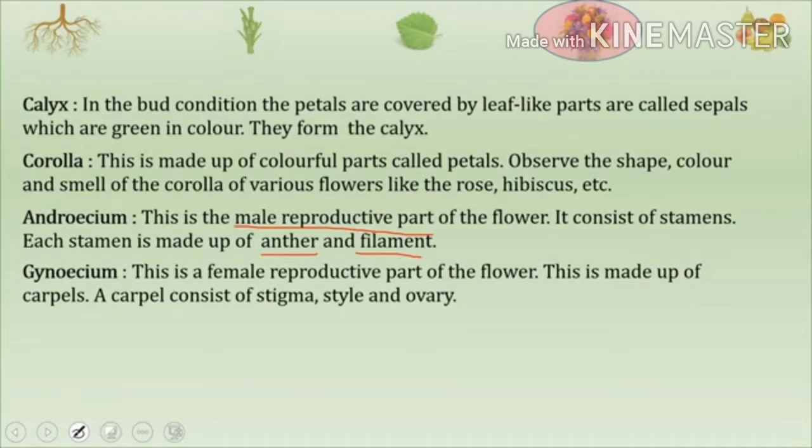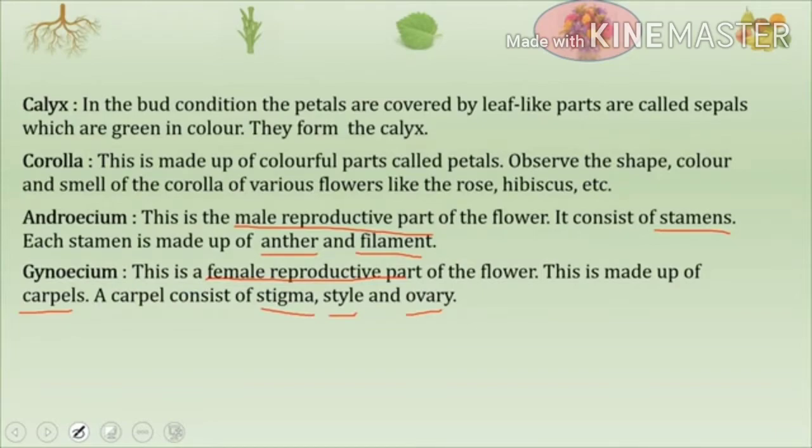Okay. Now the next point is the gynoecium. Gynoecium is the female reproductive part of a flower. This is made up of carpels. A carpel consists of stigma, style and ovary. Again, I will repeat: gynoecium is the female reproductive part of a flower, made up of carpels, which consist of a stigma, style and ovary. Okay. So these were all the reproductive parts.